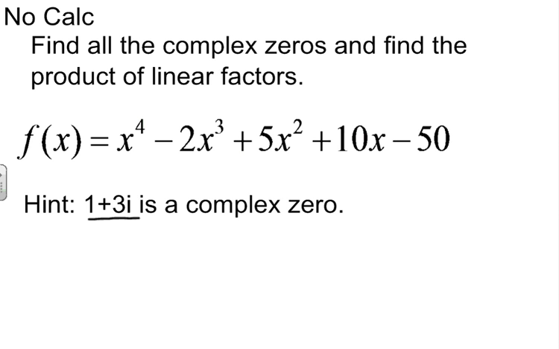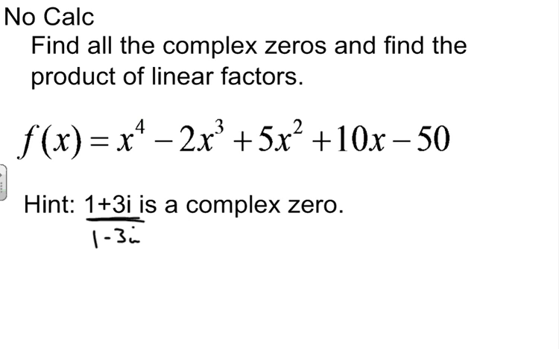What we have here is a polynomial expression, which is a quartic function. And we are asked to find the complex zeros and linear factors. We're given one complex zero, which is 1 plus 3i. To approach this, what we're going to do is find its conjugate, because we know complex numbers that have imaginary parts come in conjugate pairs. So we know that 1 minus 3i is another zero.